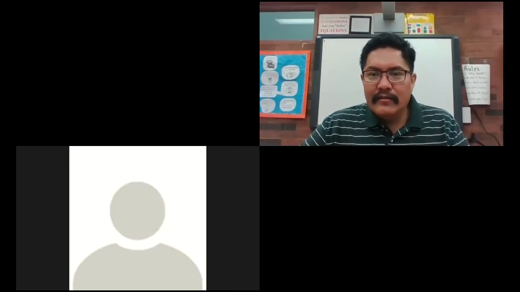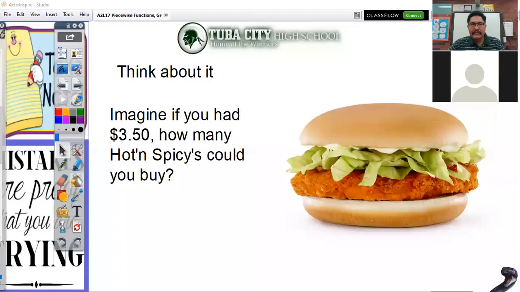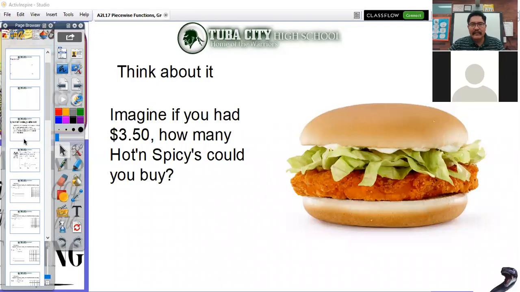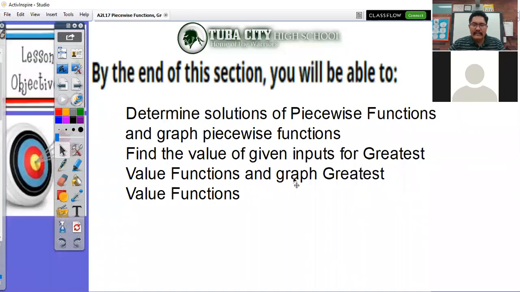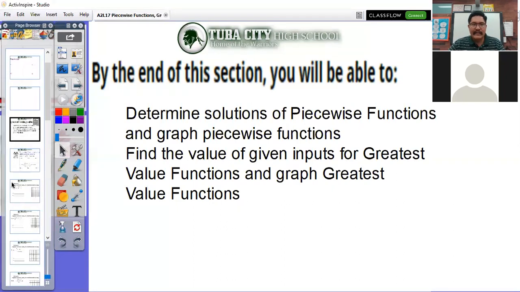Moving on here. So we're going to continue with the same thing. So the objectives are going to be the same. Find the value of given inputs for greatest value functions and graph greatest value functions.